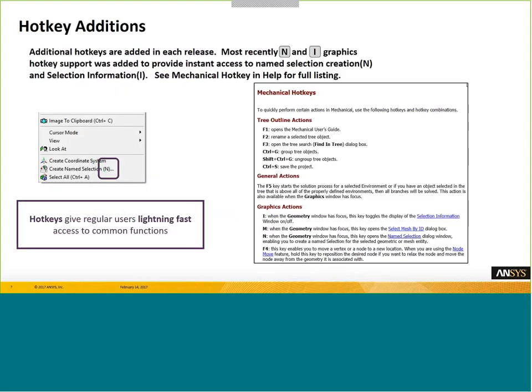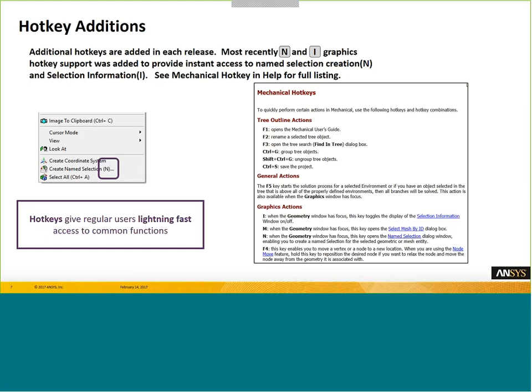We've also expanded on what hotkeys are available. These are something which are a little bit hidden unless you go and look in the help or pay attention to the menus. Maybe you don't realize all of the hotkeys that are there. So things like Control A, which you're used to in Excel and Word, also usable in Mechanical. Added a couple of new ones here: N for creating named selection, and I for looking at selection information.